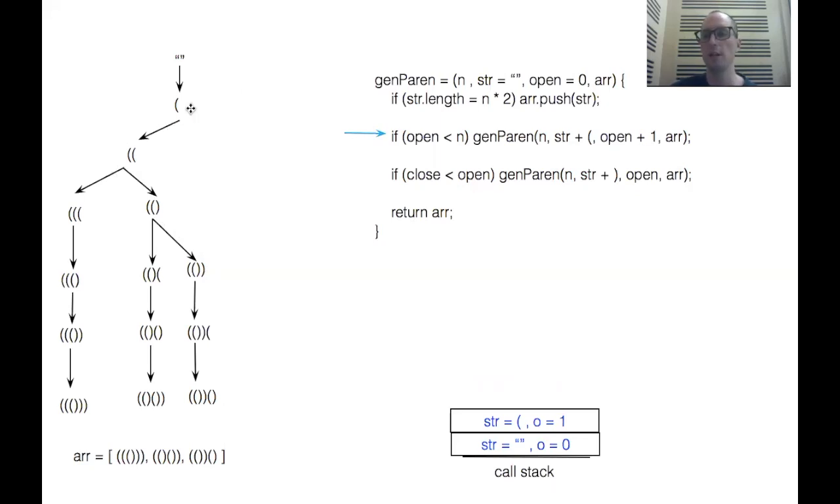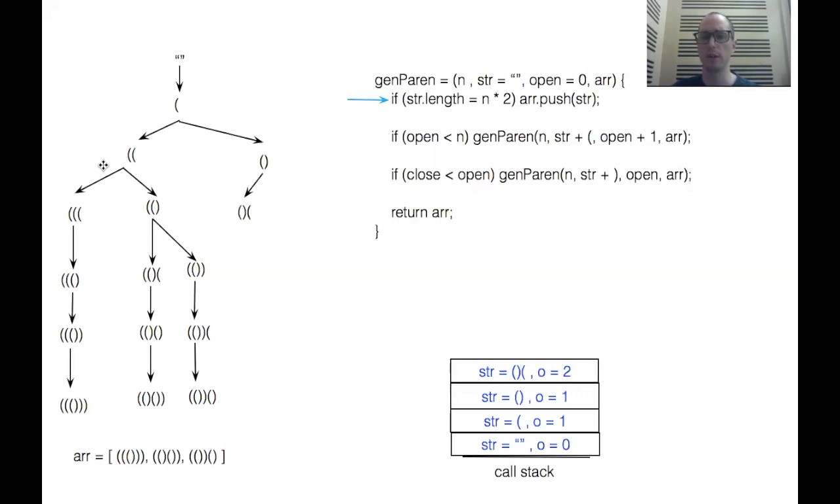So we had already explored the branch where we start with adding opening parens. And now we'll explore the other side. So we'll go to the next line of code, and we'll add a closing paren. We'll push that onto the stack, and we'll enter the execution of this function call. Our string is not the right length. Our opens are less than n, so we will push that onto the stack.